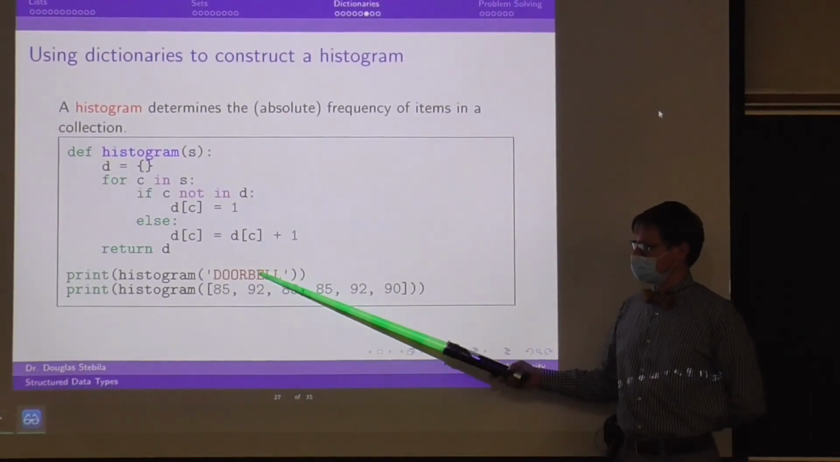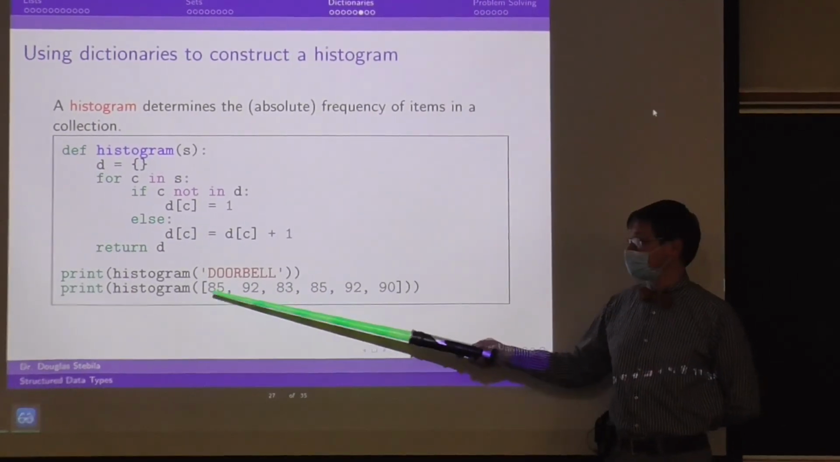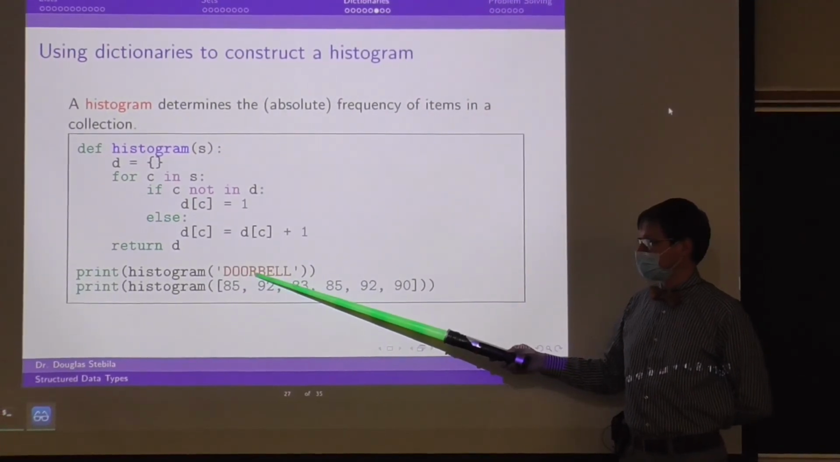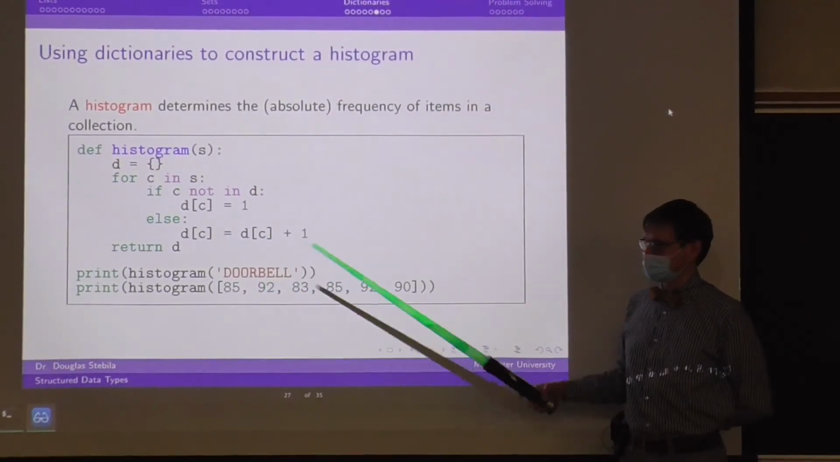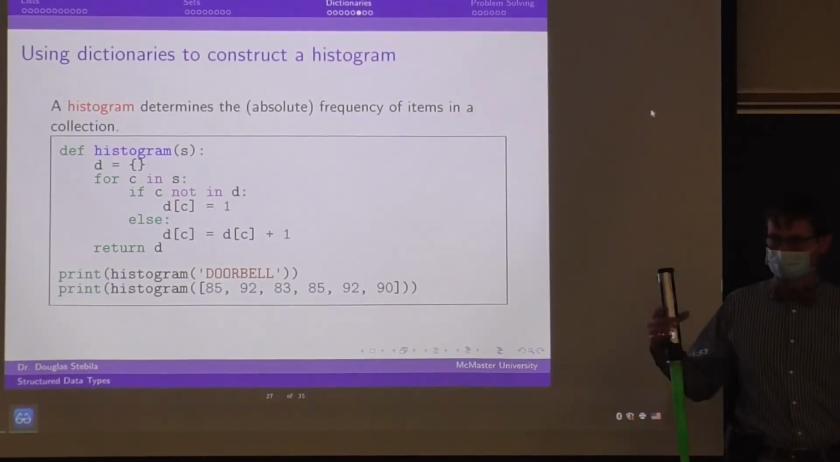If we were to run this algorithm on doorbell, we would end up with D maps to 1, O maps to 2, R maps to 1, B maps to 1, E maps to 1, L maps to 1. Make sense?